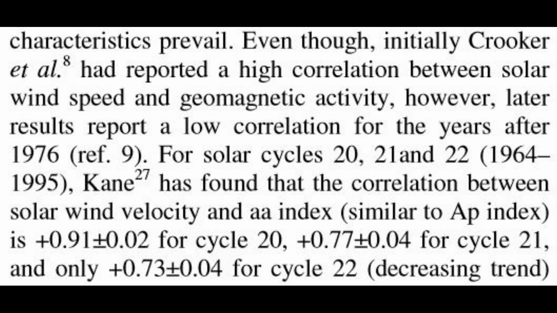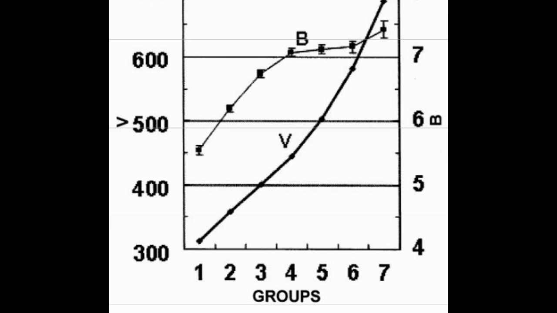So for solar cycles 20, 21, and 22, so that's 1964 to 1995, Kane found that the correlation between solar wind velocity and AA index, similar to the AP index, was 0.91 for cycle 20, 0.77 for cycle 21, and only 0.73 for cycle 22, a decreasing trend. So I think this is very important: in the past, solar wind speed alone had a very high correlation to geomagnetic activity, whereas more recently, that correlation has been getting less and less. So the solar wind speed doesn't have the effect that it used to have on geomagnetic activity. And that can probably be traced directly to the solar shutdown that we're entering.